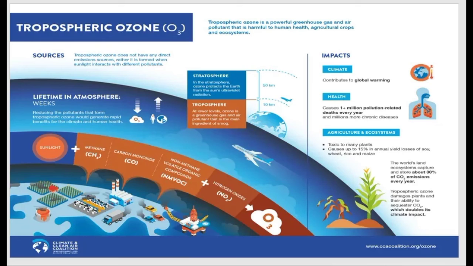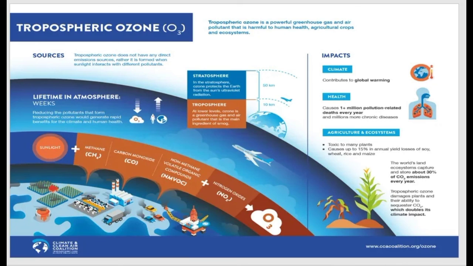The impact of tropospheric ozone on climate is that it contributes to global warming. The impact on health is that tropospheric ozone causes 1 million pollution-related deaths every year and millions more chronic diseases.